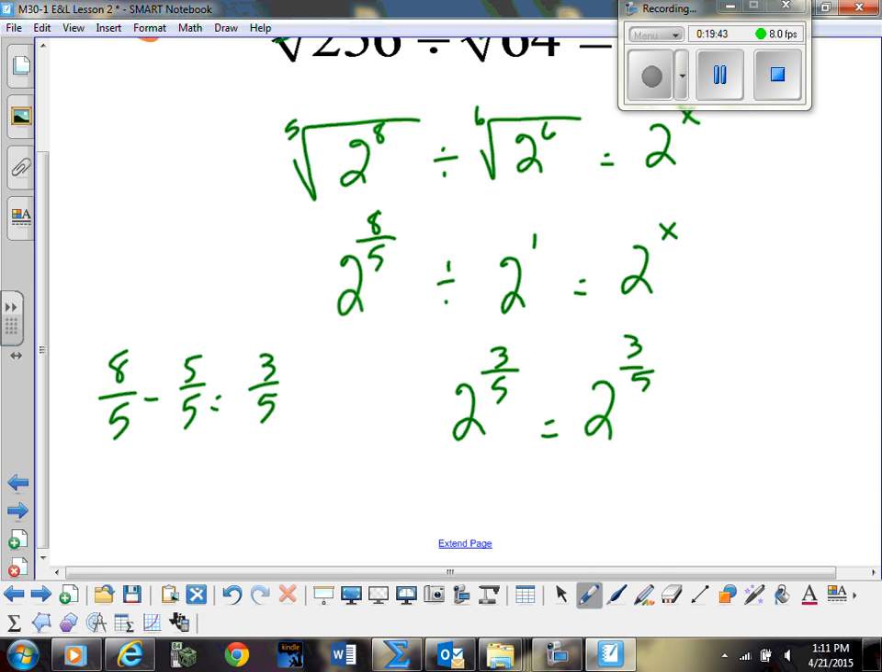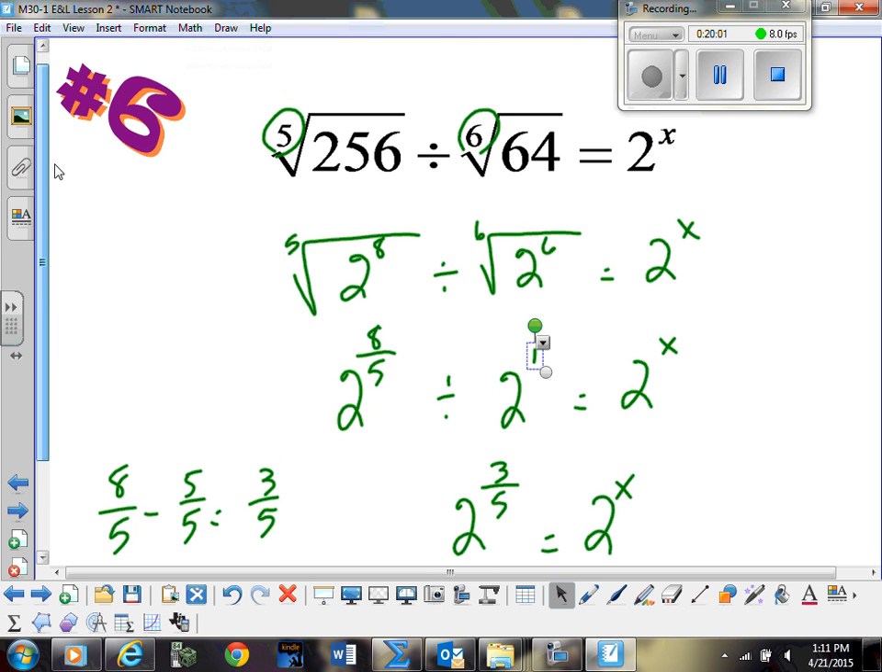And I'm writing an x here. I'm already solving it. I can see by looking at it now. We don't have to even drop the base to know that 3 over 5 equals x. End of problem. But again, to be certain of your solution, go back and check to make sure it works.